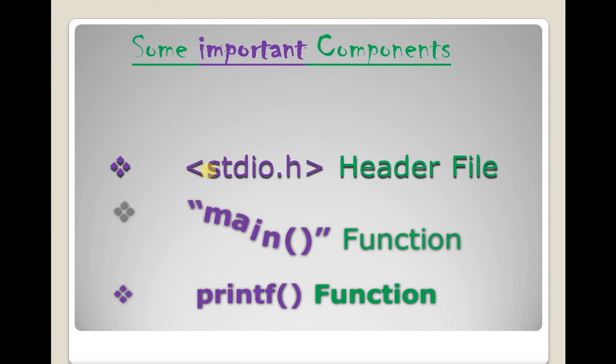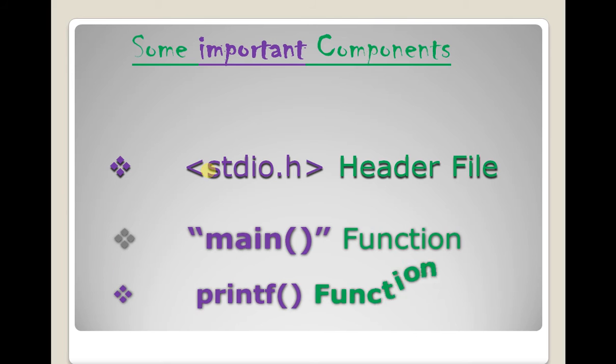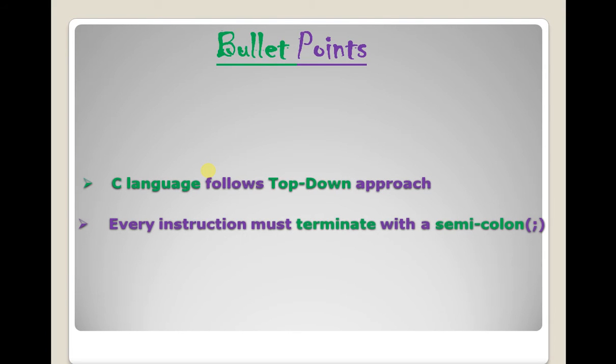This is the header file, main function, and printf function. Now I would like you to note two points. C language follows a top-down approach, and every instruction must terminate with a semicolon. This is a very important point, so you must note this.